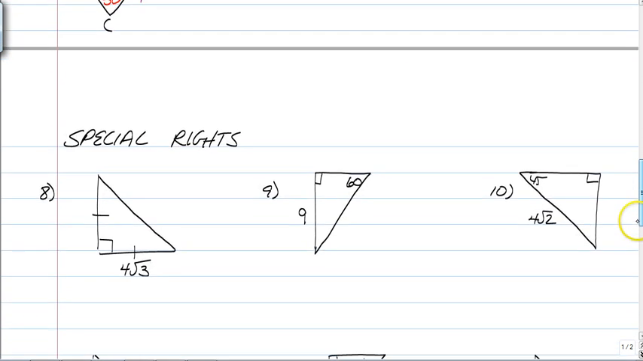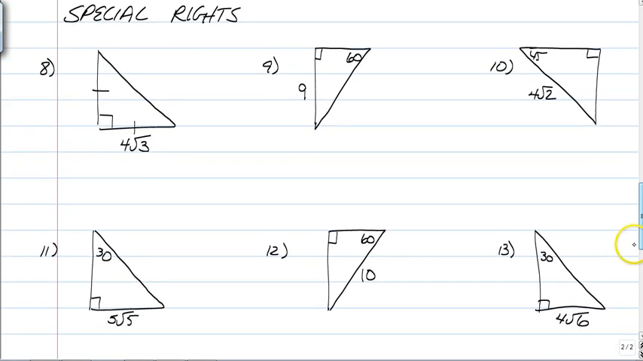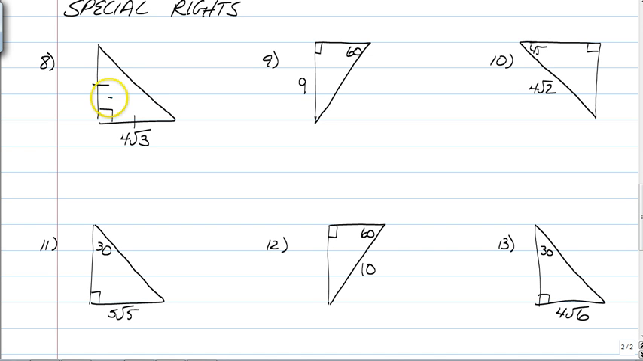The backside is dedicated just for special right triangles. So remember, in a 45, 45, 90, the legs are L's, and then the hypotenuse is L root 2. So we have an L already, so we know L is 4 root 3, so this is also 4 root 3, which means this is 4 root 3 root 2, which we will just call 4 root 6.